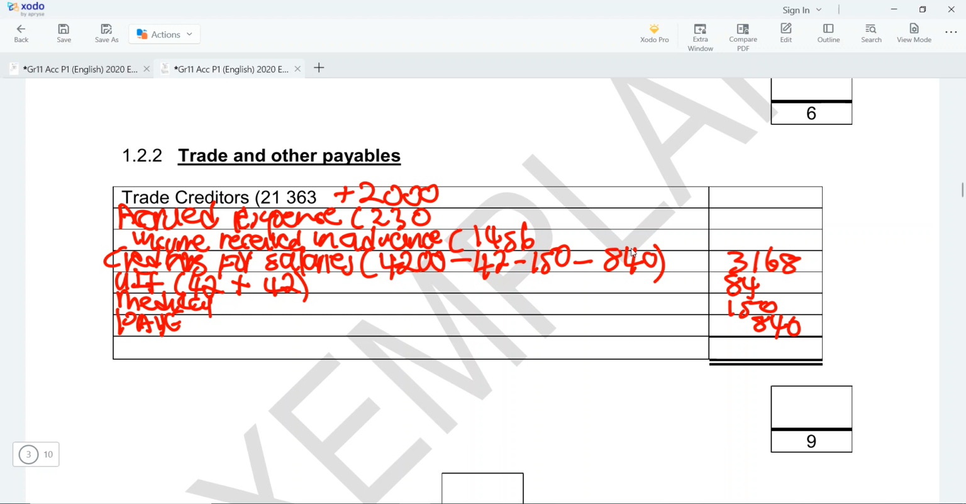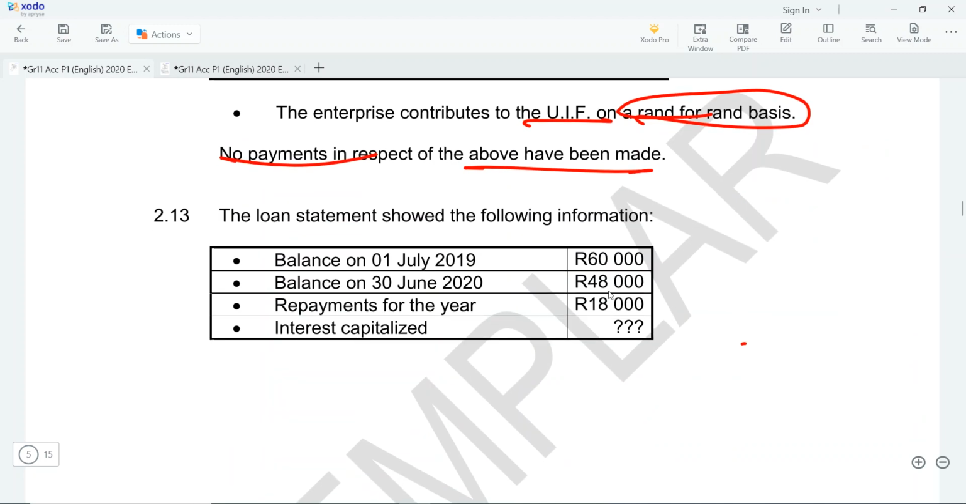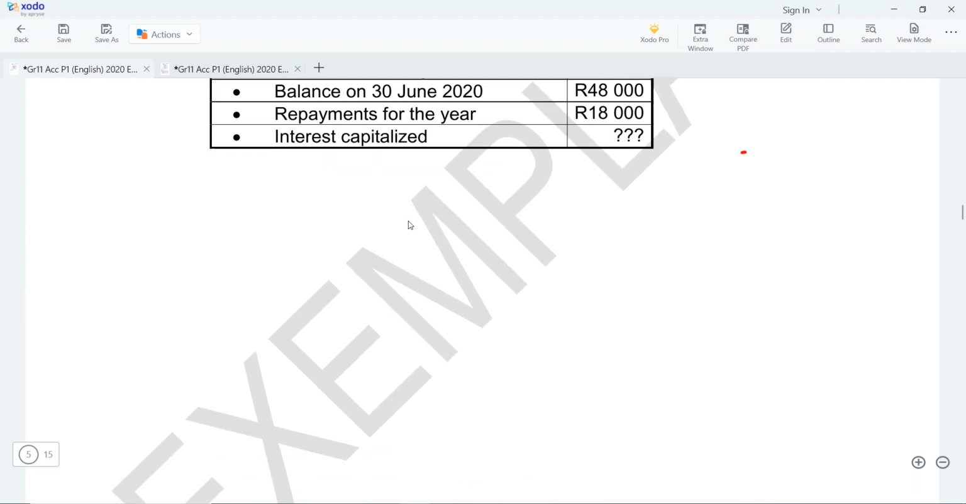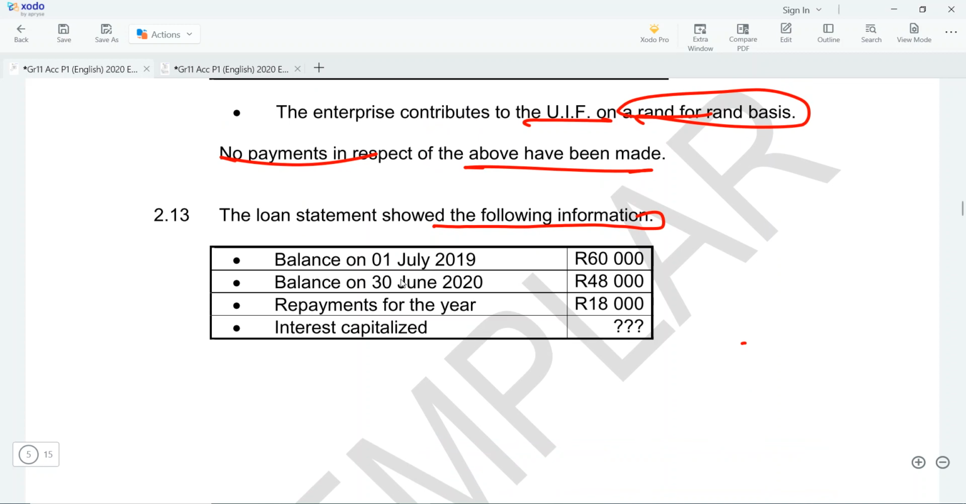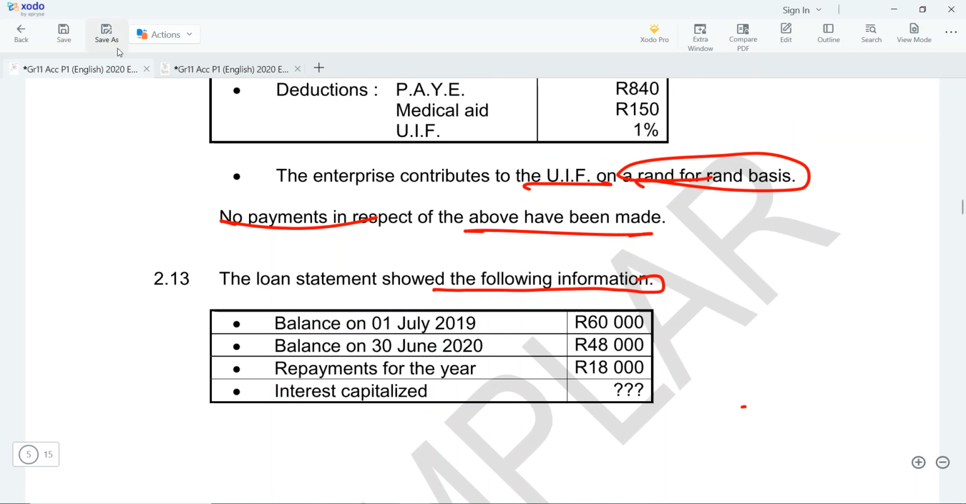Okay, now let's continue with the transaction. Here they're saying the loan statement showed you the following information. They gave you closing balance, which is 48,000, opening balance, which is 60,000, and they're saying the repayments for the year is 18,000. They want the interest that is capitalized. Remember, I told you that you must use that format. Either use a T account or you use the bottom up approach, closing balance plus repayments, and then minus your opening balance. So we can simply do our interest like that here so that we can earn those marks.